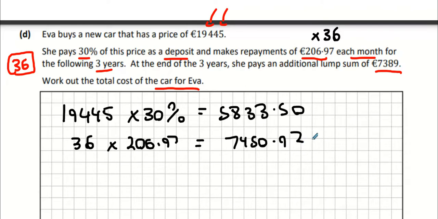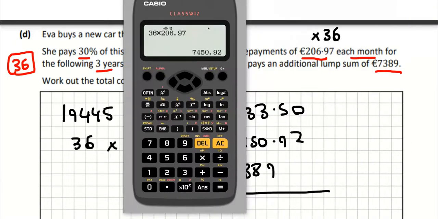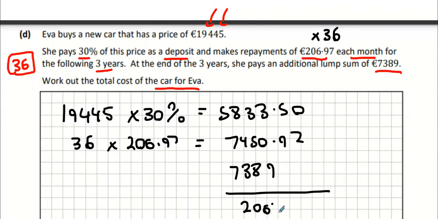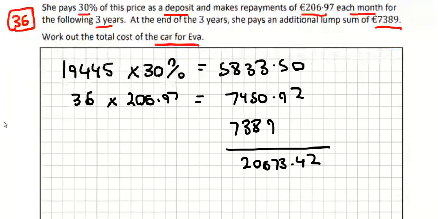Then after all that, she spends €7,389. I'm going to put the three of these into the calculator. So there's one of them. That one's saved as the answer. Here's the second one. I'm going to add them all together, and I'm going to get 20,673.42. Okay, so that was handy.